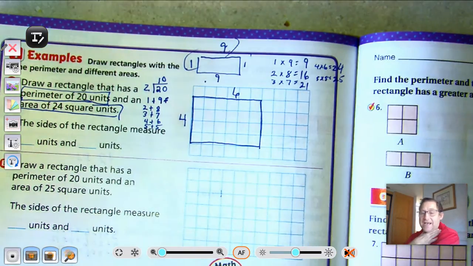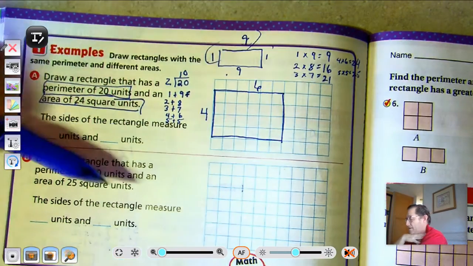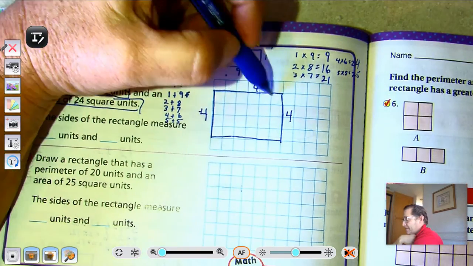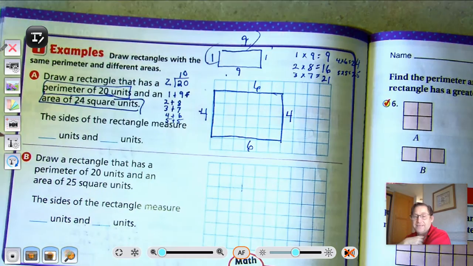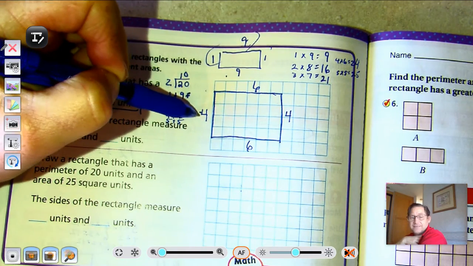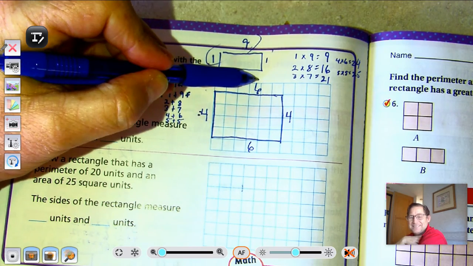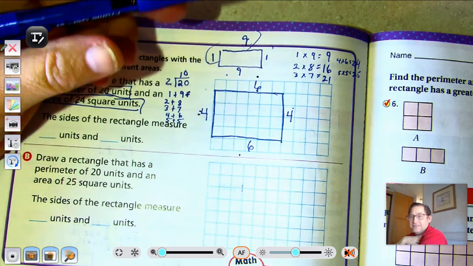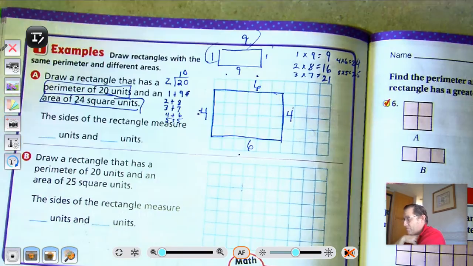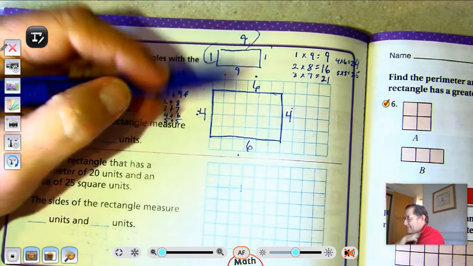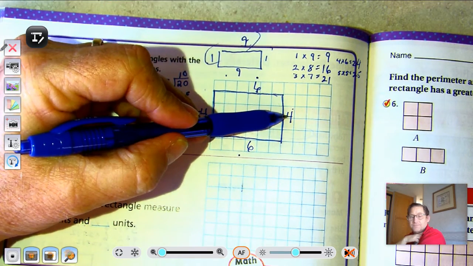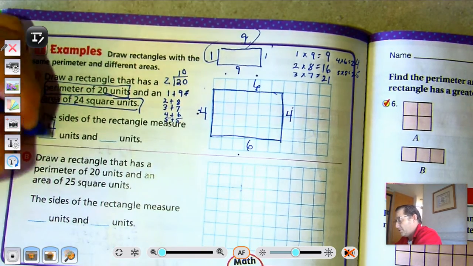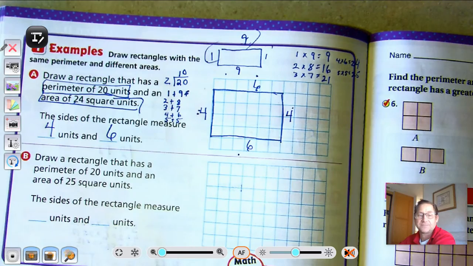Okay, let's confirm. Is that a perimeter of 20? If this side is 4, that side's 4. If this side's 6, this side's 6. 4 plus 6 is 10. 4 plus 6 is 10. 10 and 10 is 20. All right, so that does have a perimeter of 20. And 6 times 4 is 24. So yes, we want the size of the rectangle to measure 4 units and 6 units.